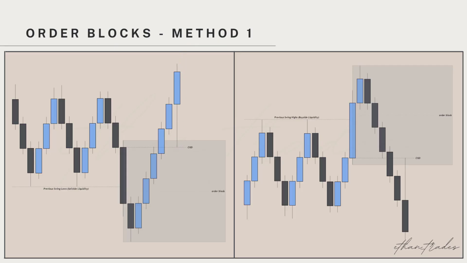Another way you can use order blocks, same as any PD array, is referring to the midpoint of it. But generally, you want to see the opening price being the sensitive area.